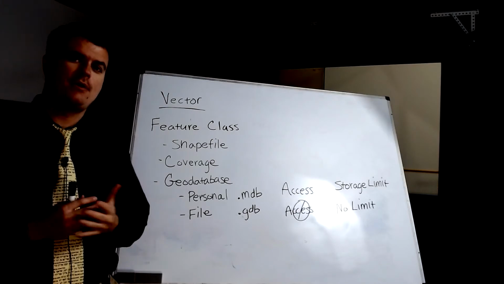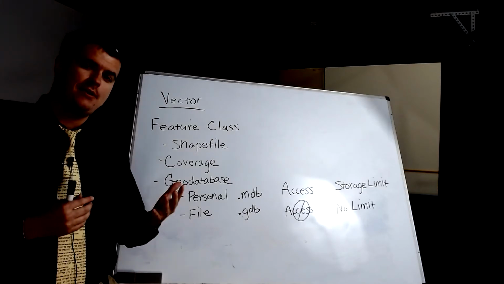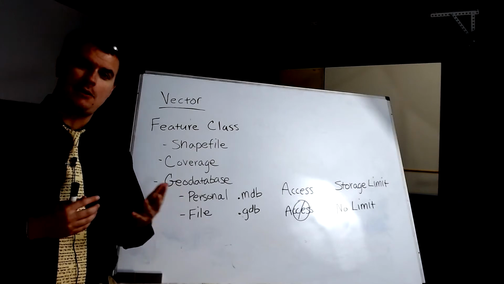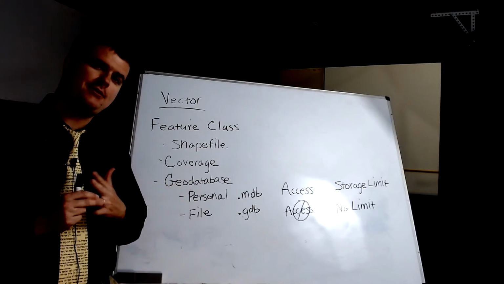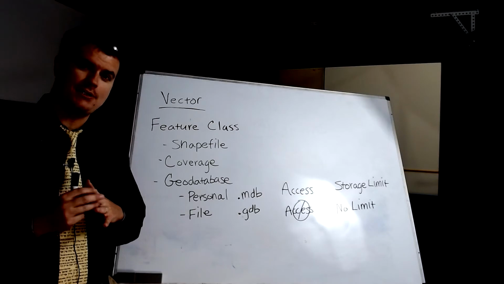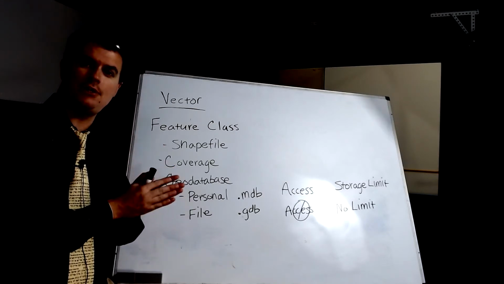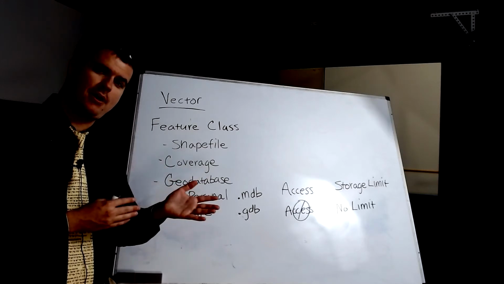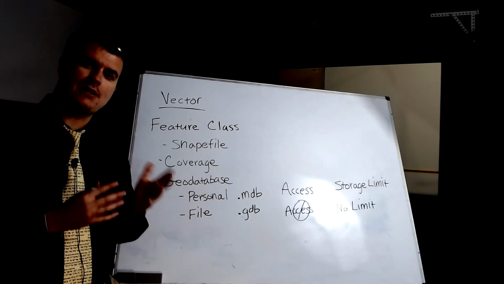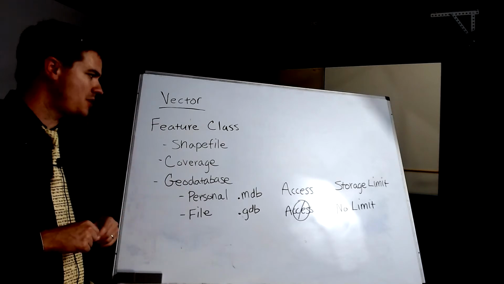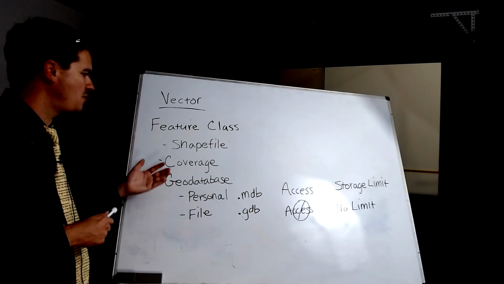So if we remember, just to recap, vector data is geospatial data comprised of either points, lines, or polygons. If we're talking about representing real-world locations or features using points, lines, or polygons, you know then that we're talking about vector data. Now we're going to talk about some of the different concepts within vector data.